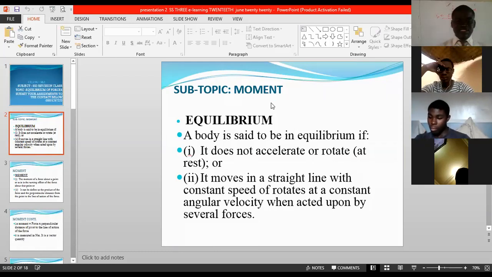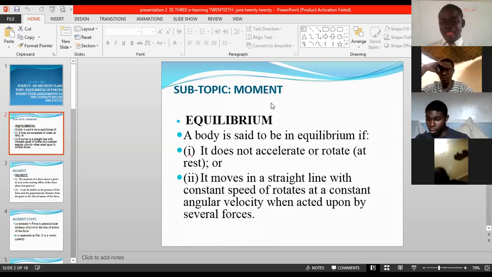Now, a body is said to be in equilibrium if, one, it does not accelerate or rotate. That is, if it is at rest. When a body is at rest, then it's said to be at equilibrium. If the body does not move or accelerate or rotate, then the body is said to be at equilibrium.